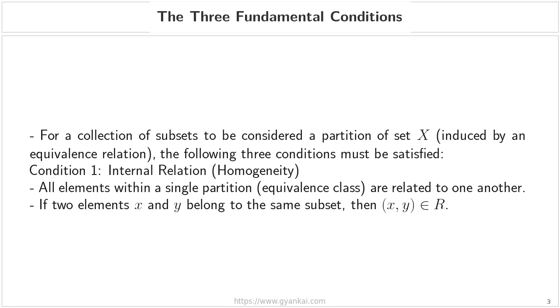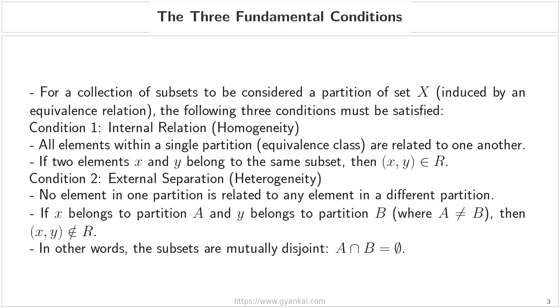First, let us look at condition 1, internal relation, also known as homogeneity. This means that every element within a single partition or equivalence class must be related to every other element in that same group. To put this in mathematical terms, if two elements, X and Y, belong to the same subset, then the ordered pair (X, Y) must belong to the relation R. Essentially, everyone inside the group must share the same defining characteristic.